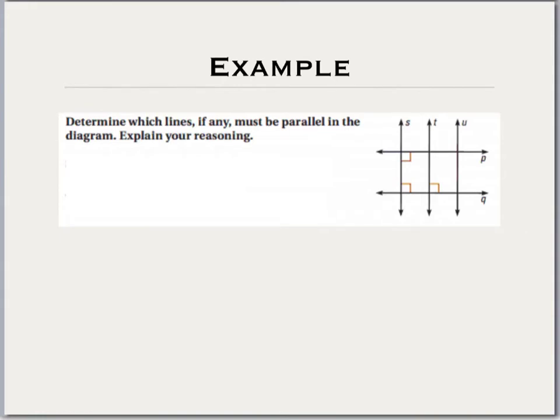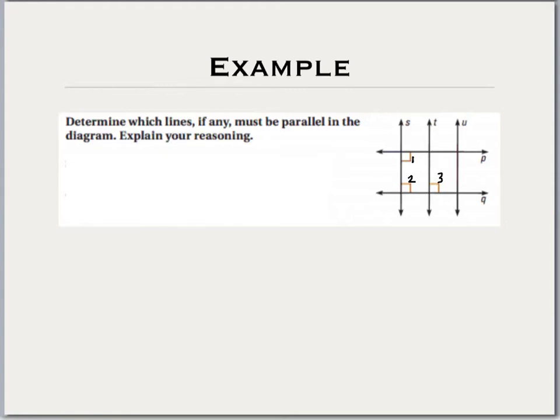Okay, they say determine which lines, if any, that's your big key that there may not be any, must be parallel in the diagram. So let's look at this diagram, and you see a bunch of right angles in there. Let's put some numbers in there again. I think the numbers help us a little bit because we can easily name the angles. Okay, so I just numbered the right angles. Okay, so let's look at angles 1 and 2.